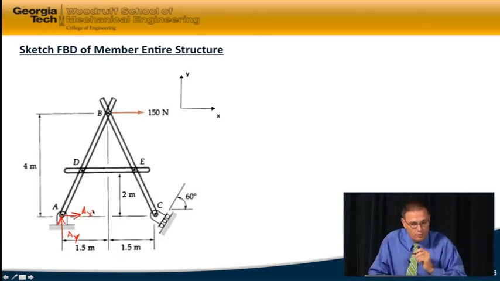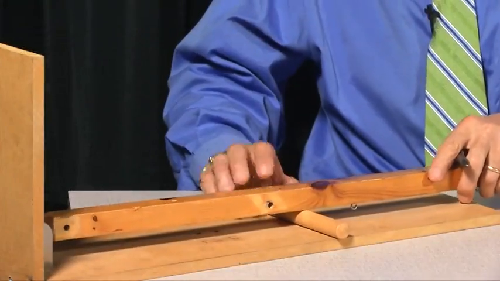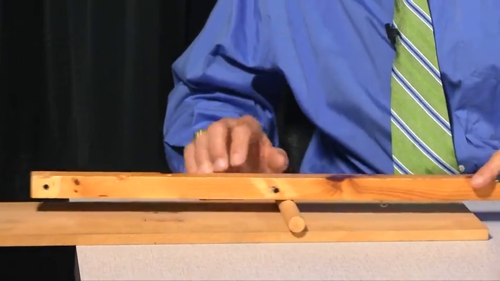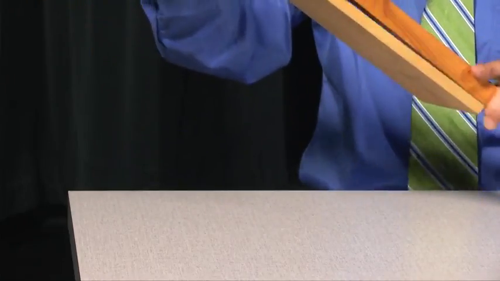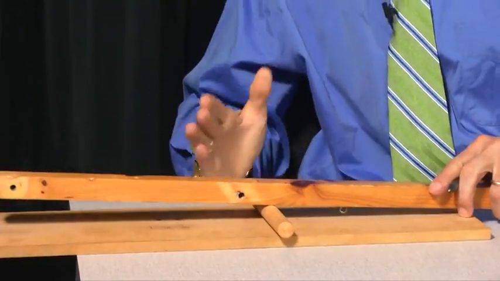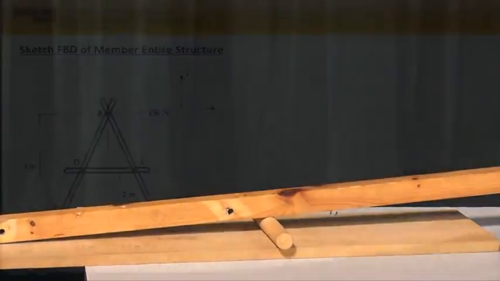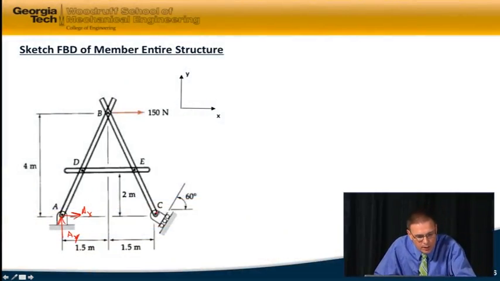We have a force reaction at C as well. That's a roller. You can see from my demonstration here that a roller allows motion along the plane. In this case, the plane is at 60 degrees. So it doesn't allow motion perpendicular to the plane, but it does allow motion along the direction of the plane. And so here on my diagram, I'm going to draw C as shown.